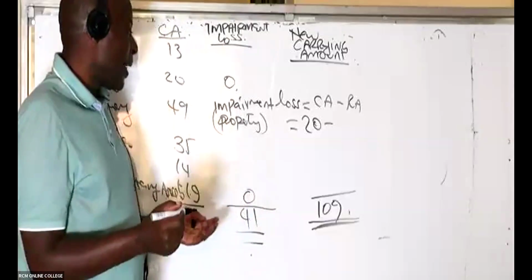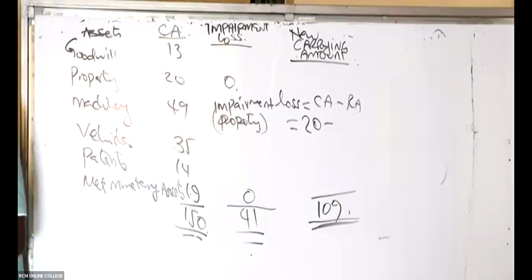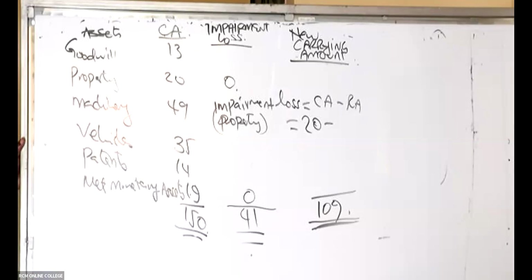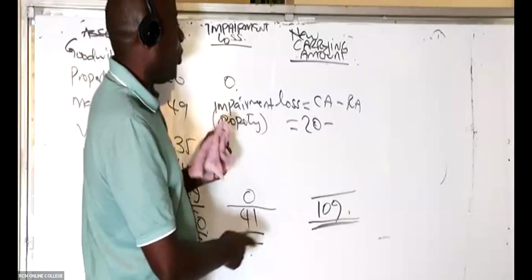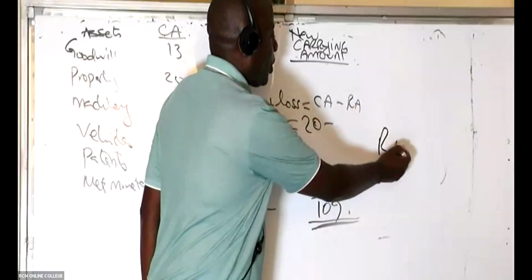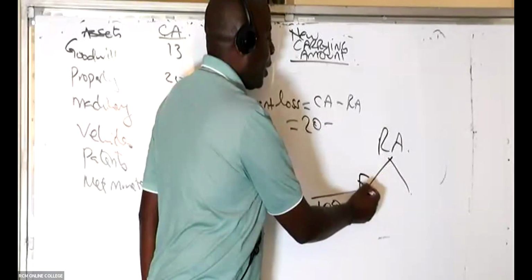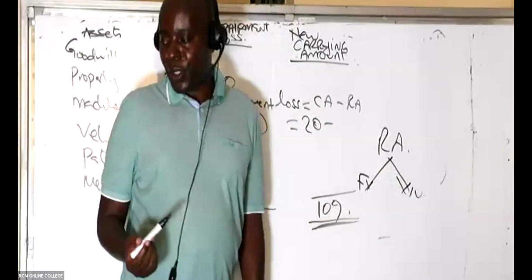Remember, let me get back a little bit here. How do we get recoverable amount? To get recoverable amount, this is what we normally do. We compare between two things: fair value versus what we call value in use.